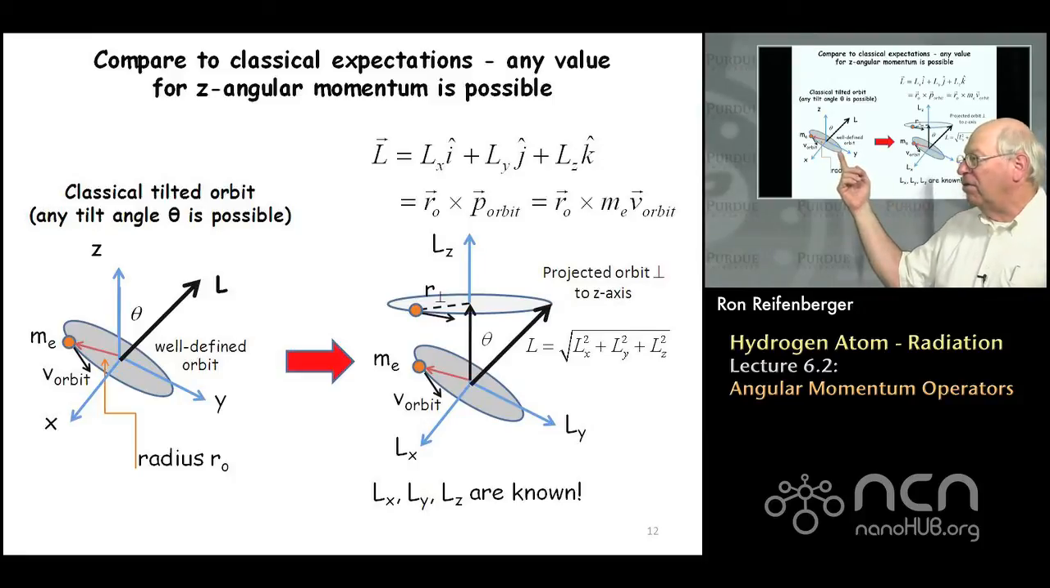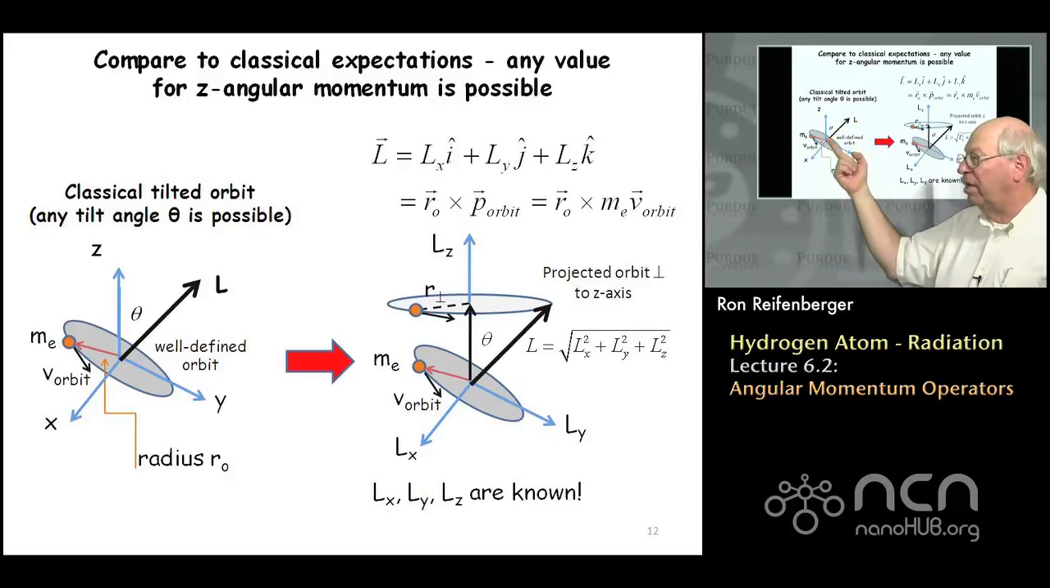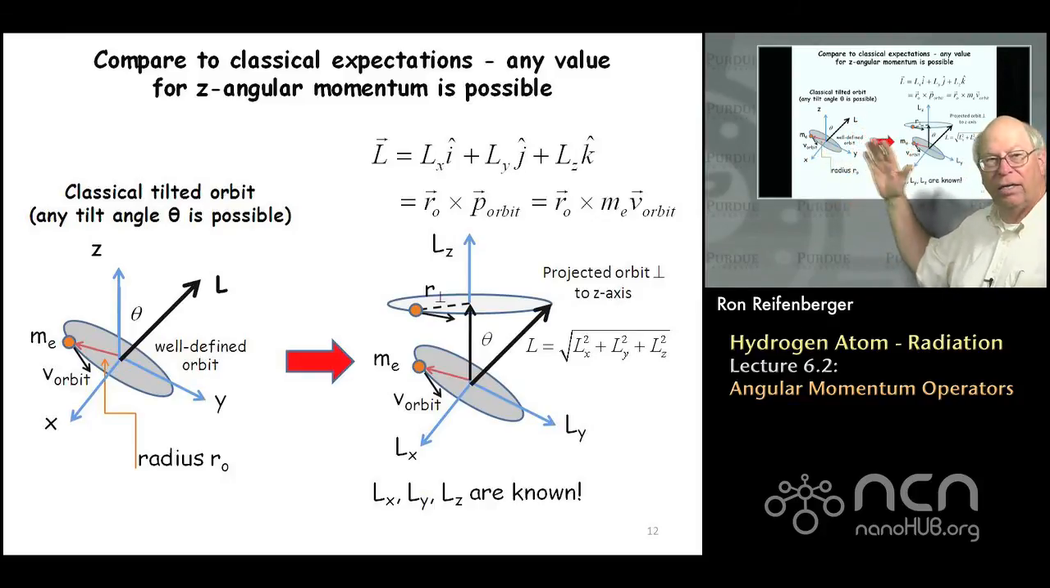So here I have a well-defined orbit. It's positioned in an XY coordinate system. The orbit is tilted with respect to the XY coordinate system. There's an angular momentum, L, that's associated with that orbit, and that angular momentum, L, can have components in the X, the Y, and the Z direction. Classically, the tilt of this orbit can take on any value that you care to specify. There's a continuous range of values of theta as this orbit is tilted back and forth with respect to the X, Y, Z coordinate system.